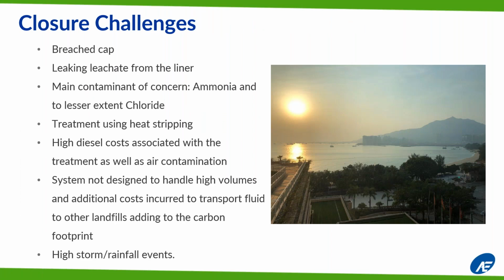So some of the challenges: the breach in the cap, as we said, and the leachate percolating down from the waste mass. They had to treat two major contaminants of concern, one being ammonia and, to a lesser extent, chloride. In order to treat these, they used thermal heat stripping. The process has a high cost of diesel, and it also produces a lot of air pollution. In saying that, they also didn't anticipate how much they would need to treat, and the system that they had there just didn't have the capacity to treat the leachate after large rainfall events.